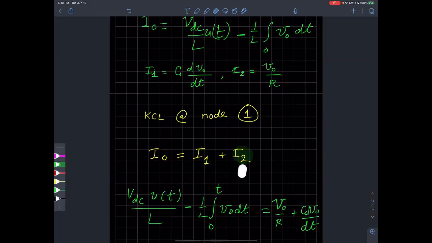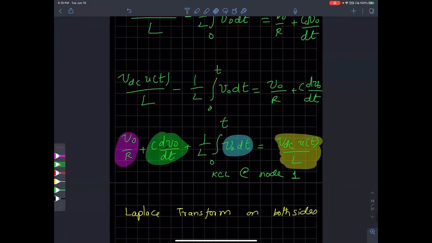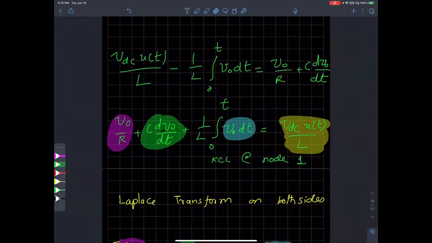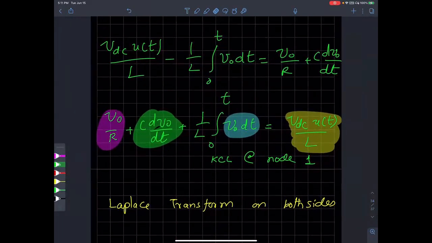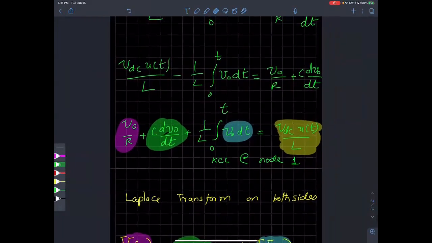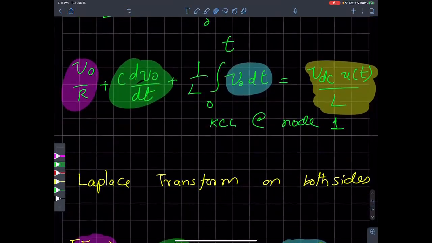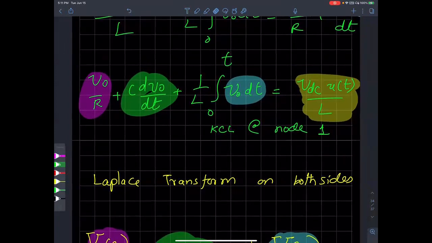Once you write it out, you're going to get an equation that looks like this in the time domain. At this point we can't see them as inductance and capacitance, but the idea is there is a derivative and integral in the time domain, which is very complex to solve if you want to find a solution to V0. So what you want to do is translate that equation into the Laplace domain.